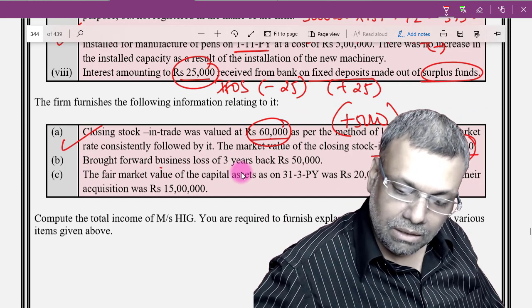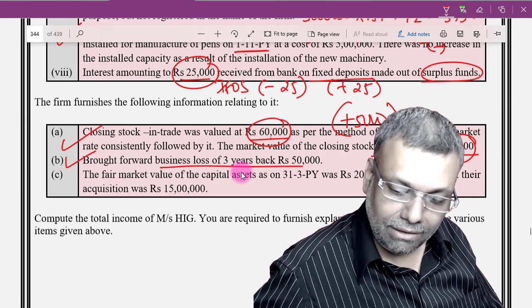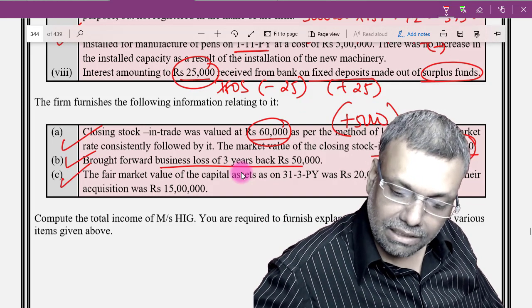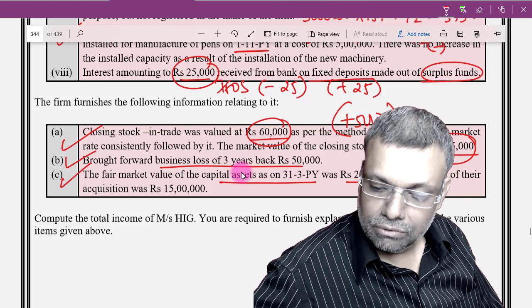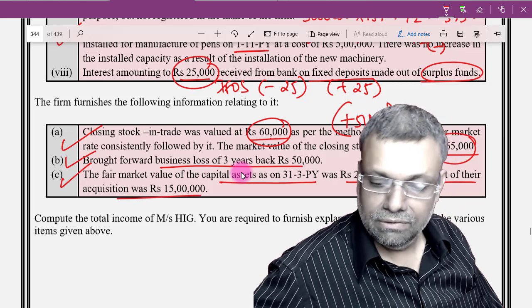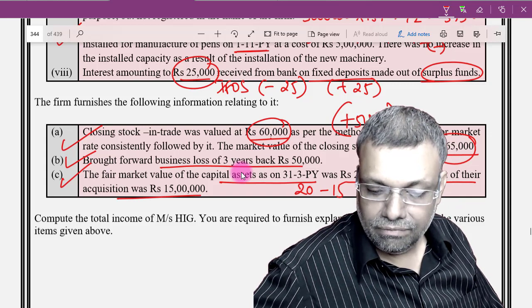This is additional information. Brought forward business loss, I will do that carry forward sort of adjustment. The fair market value of the capital asset on 31st March was 20 lakhs. Cost of acquisition was 15 lakhs. So 20 lakhs minus 15 lakhs.